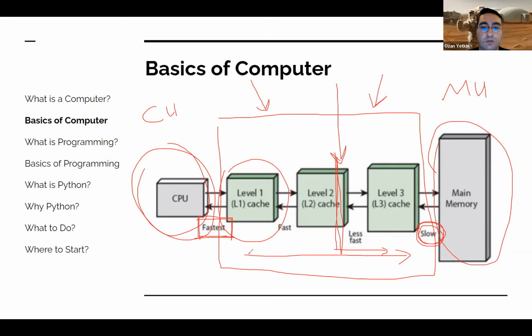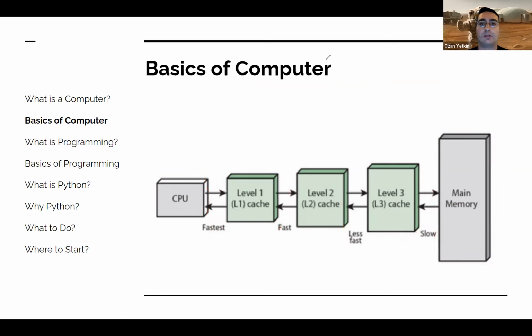As you move closer to the computing unit, the syntax of the language becomes harder. So languages like assembly or C or Java are harder to learn than Python. So that's the basic thing about high level and low level.